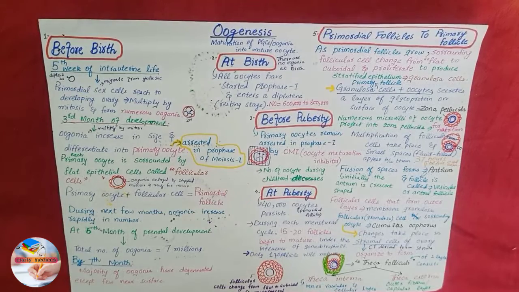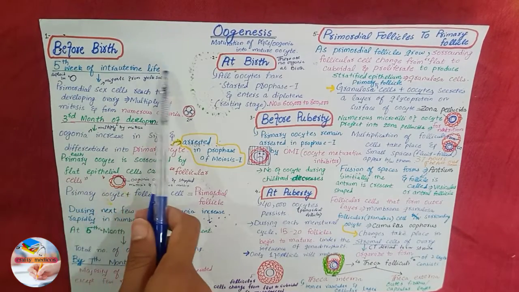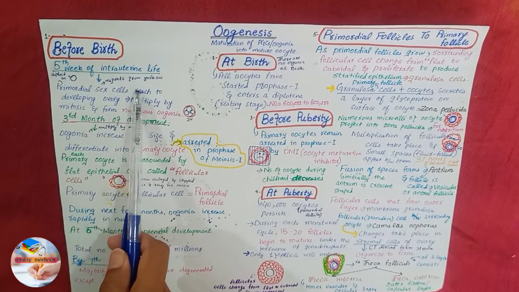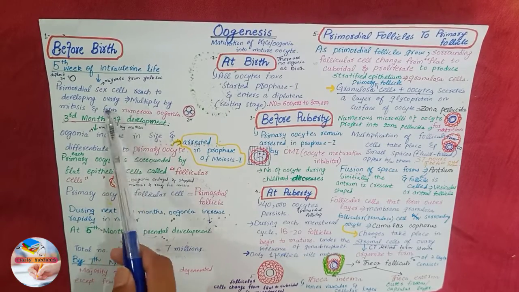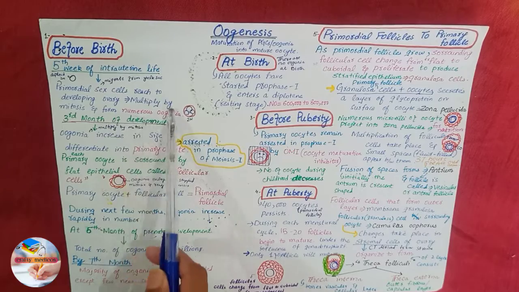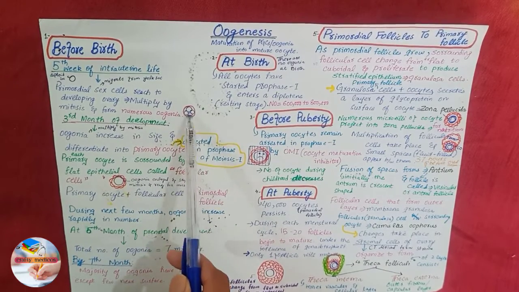Actually, the process of oogenesis begins even before birth, so it is divided into two major parts: the prenatal maturation of the oocytes and the postnatal maturation of oocytes. Before birth, during the 5th week of intrauterine life, the primordial sex cells from the yolk sac migrate to reach the developing ovary, where they multiply by mitosis and form numerous oogonia, whose number of chromosomes is 2n.